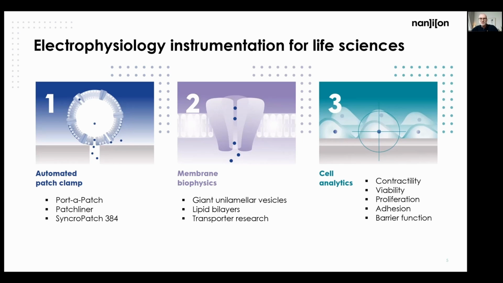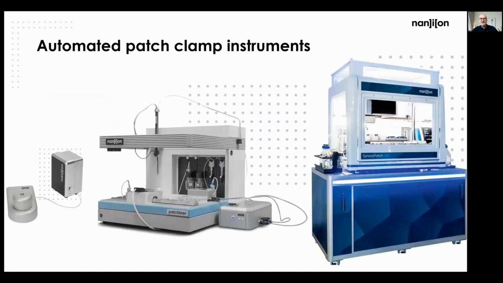So if you happen to work with cardiomyocytes, for example, we have very cool instruments that can measure cardiomyocyte contractility and viability. And if you are in cancer research, then our instruments can help you measure in real time cell viability, proliferation, adhesion, barrier function. So very, very nice instruments. But for today's webinar, we're going to focus on automated patch clamp. Here are the instruments that we propose.